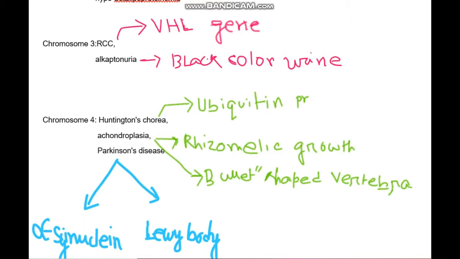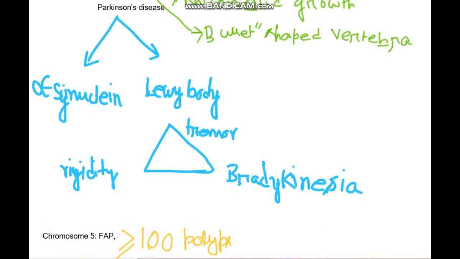And for Parkinson's disease, there is a protein called alpha-synuclein. There will be a defect in alpha-synuclein, and what you can see in the microscope is Lewy bodies basically. So there is a triad in Parkinson's disease, that is tremor, rigidity, and bradykinesia.